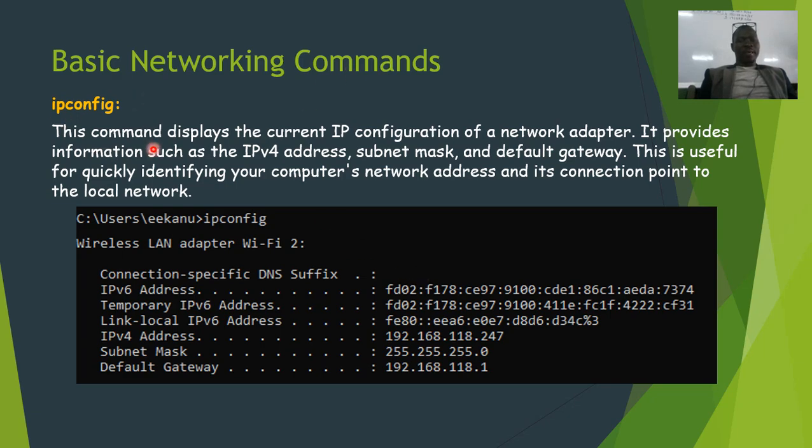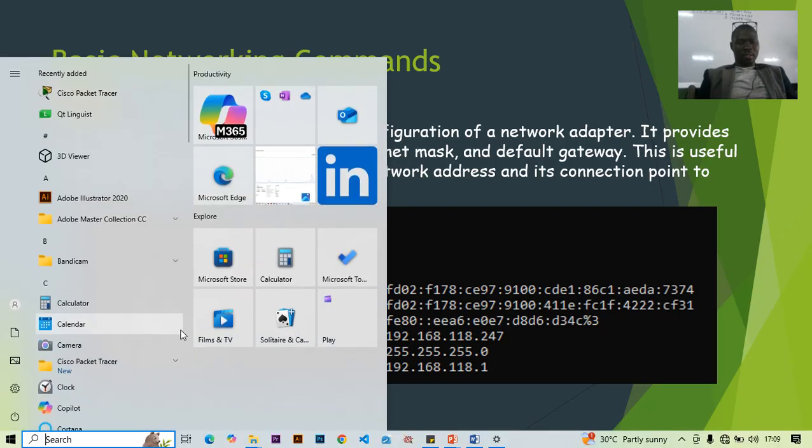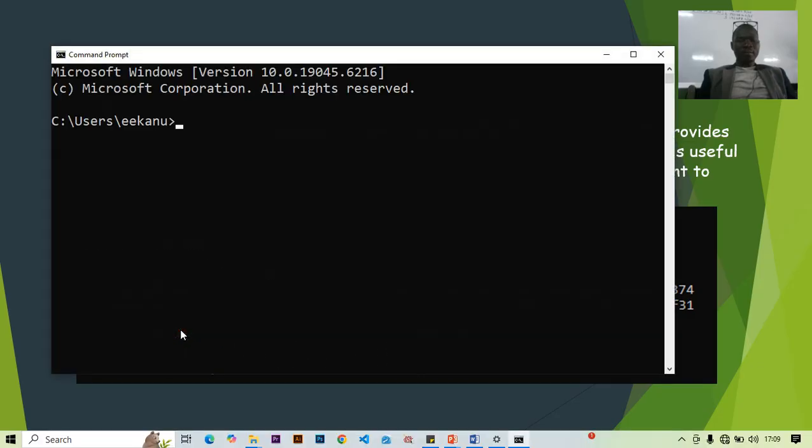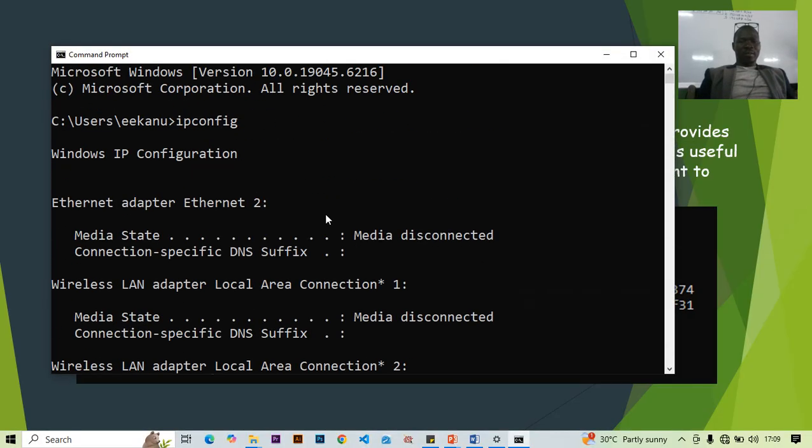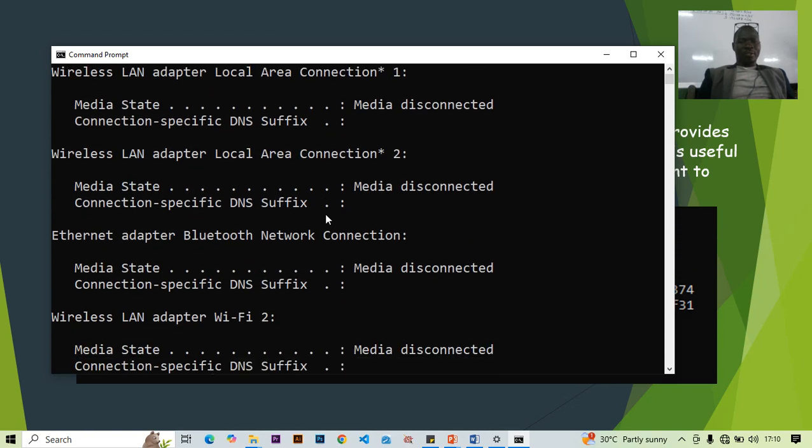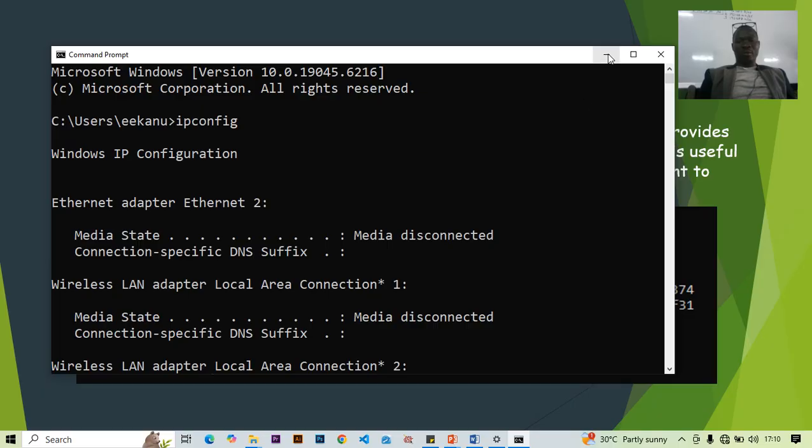So the ipconfig command basically displays the current IP configuration of a network adapter. It provides information such as the IP version 4 address, the subnet mask, and default gateway. This is useful for quickly identifying your network. So if you write ipconfig, let me try that using my command line. If I say ipconfig and press enter, oh, it seems I'm not connected to any network right now, but that should not worry us.